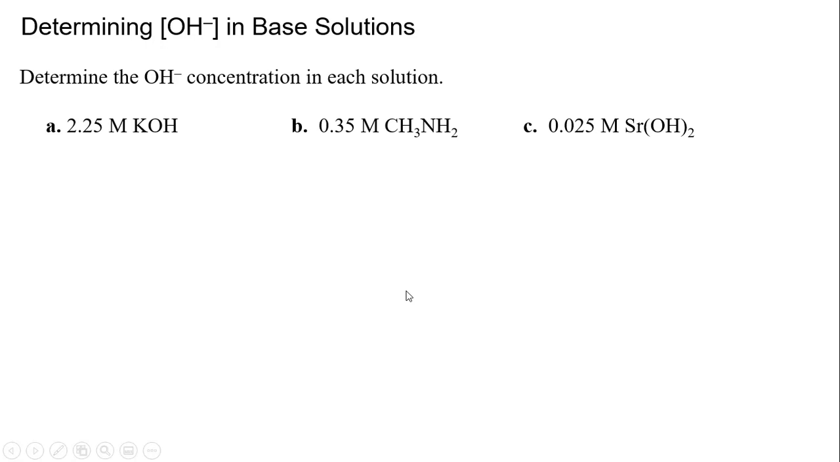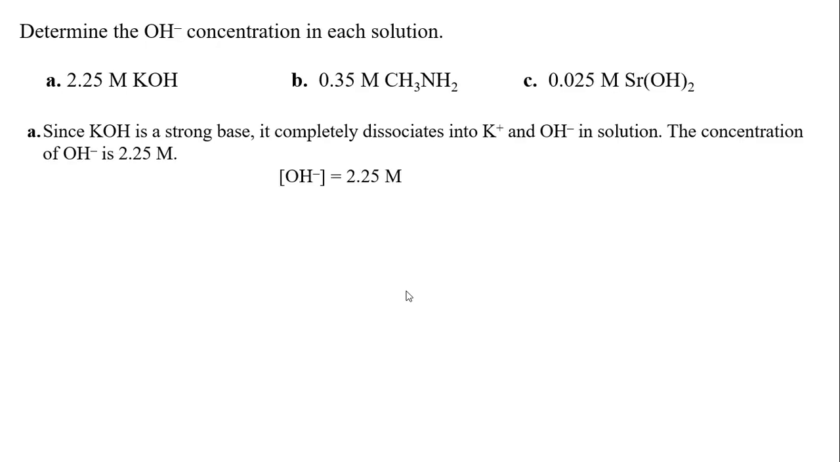All right, so let's determine the concentration of hydroxide in each of these solutions. You should also know the 6 strong bases. It makes your life easier when you're dealing with exams and so forth, trust me. If it's not one of those, then it's going to be considered a weak base. So here we have potassium hydroxide, which is a strong base. The concentration of hydroxide ions matches the molarity of the intact compound. So it's going to be 2.25 molar.